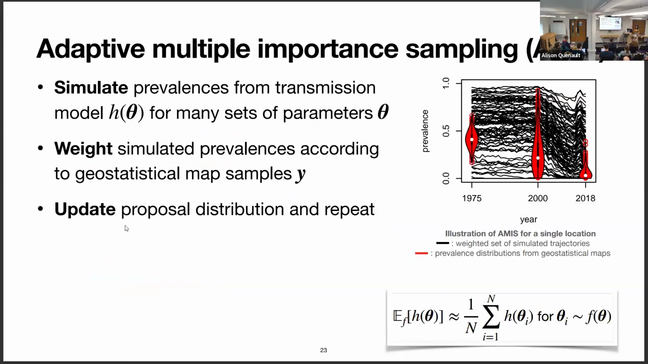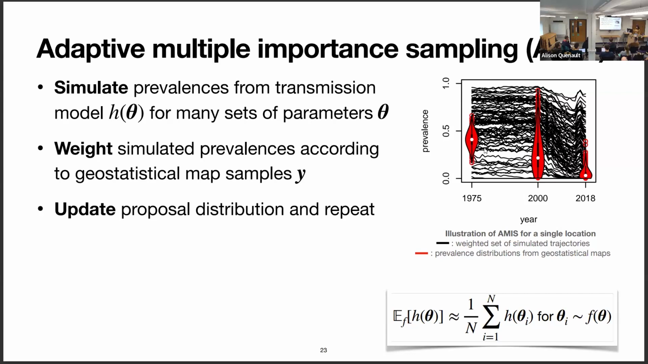I don't talk in a lot of detail about it, but I just want to give a flavor of what we're doing. If we look up on the right here, this is one example for just a single location. Each of these black lines is a simulation from the transmission model associated with a particular value of theta. And the red violins are our distributions from the geostatistical maps. So these are the distribution of prevalence at a particular location based on our geostatistical data.